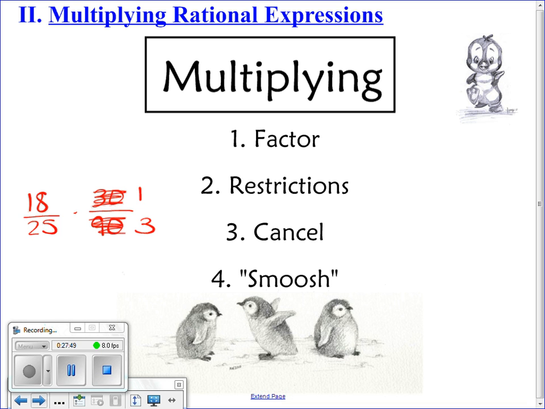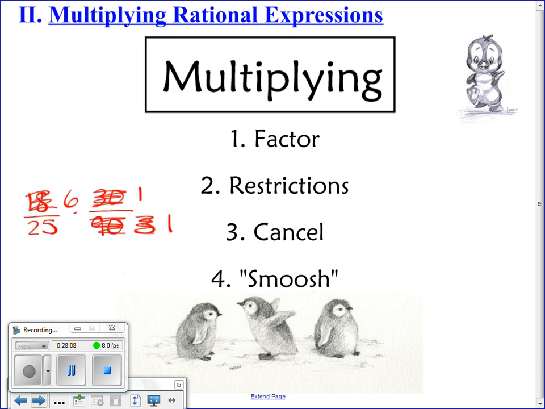And I could divide 18 and 3. Both can be divided by 3. Any top, any bottom, right? So 3 divided by 3 is 1. 18 divided by 3 is 6. Any top, any bottom, I can simplify. I'm simplifying.